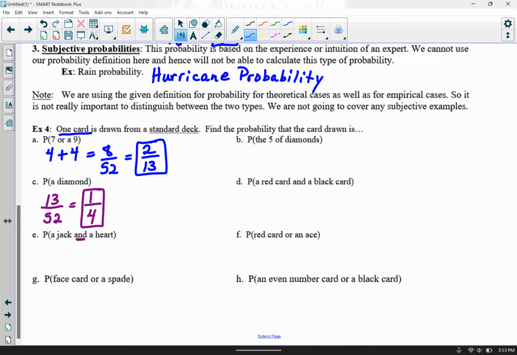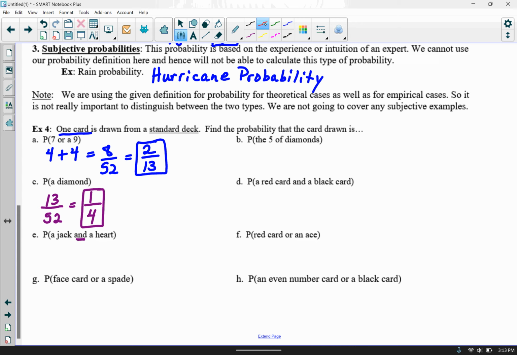I'm using that word "and," so remember for "and," you have to satisfy both conditions. If it only has one condition, it can't be counted. You can only count those that are both, in this case, going to be a jack and a heart. So you look over your set of playing cards there. How many cards are both a jack and a heart? So you've got to be both of those pieces, a jack and a heart.